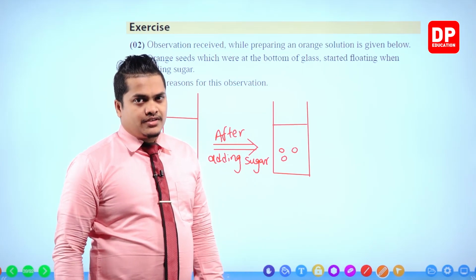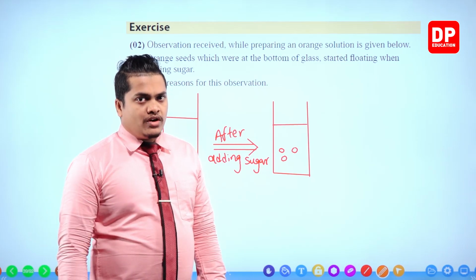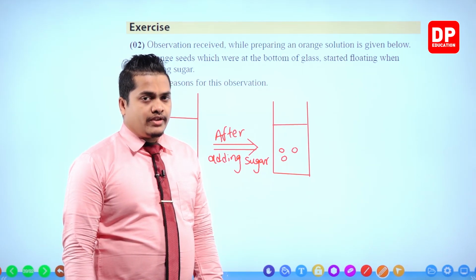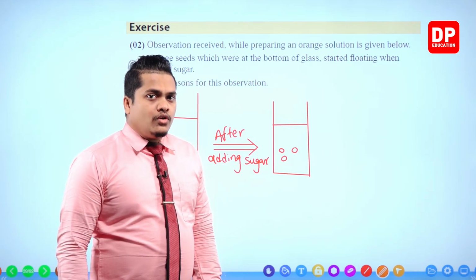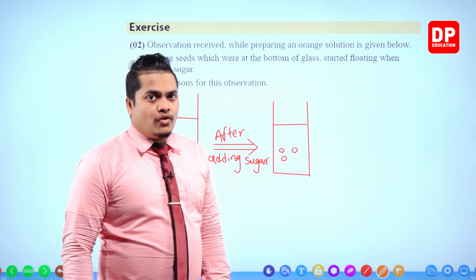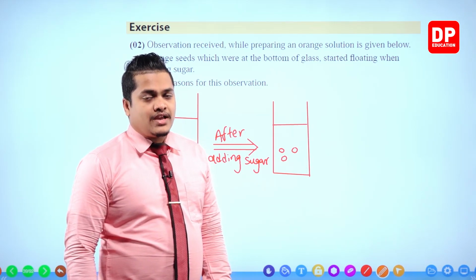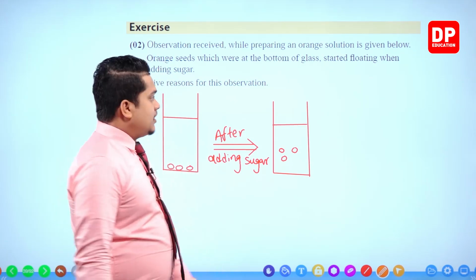That means, my dear children, it's very obvious to us that upon dissolving sugar within the orange juice, the density of orange juice is going to increase than the initial amount. So therefore, orange seeds will easily float on the solution. That is our observation and the conclusion. This is the explanation for the answer there.